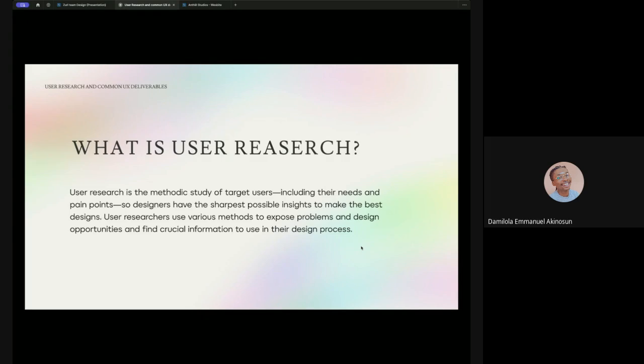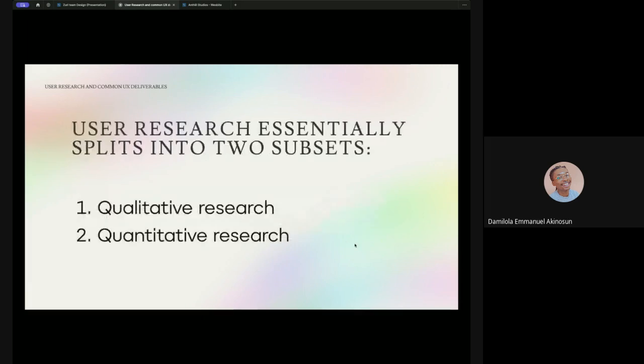So user research is just the methodic study of target users. But methodic is strategic, the how, like how you study target users and include their needs and pain points so that you can come up with the best solution to their problems. Right. So, yes, let's move on.